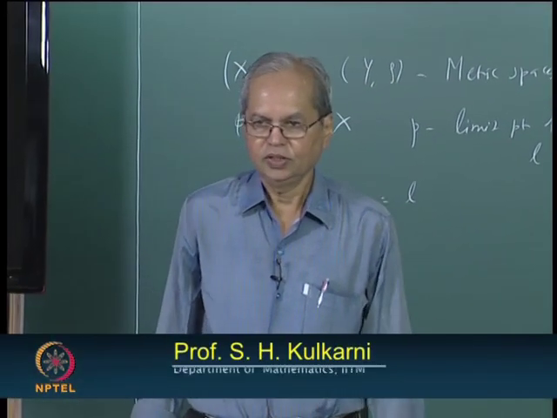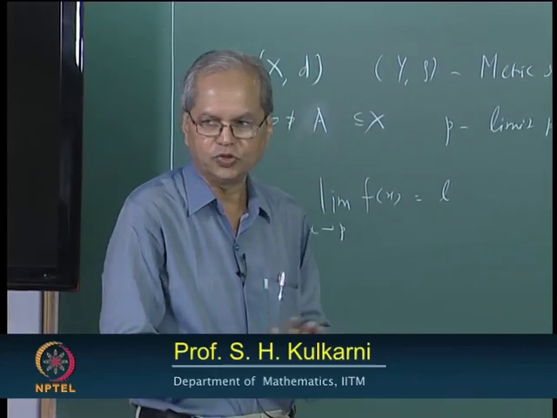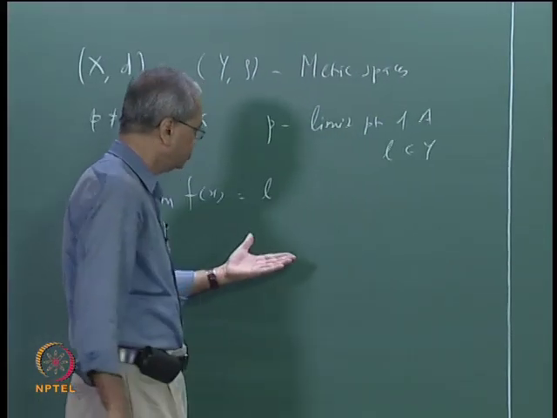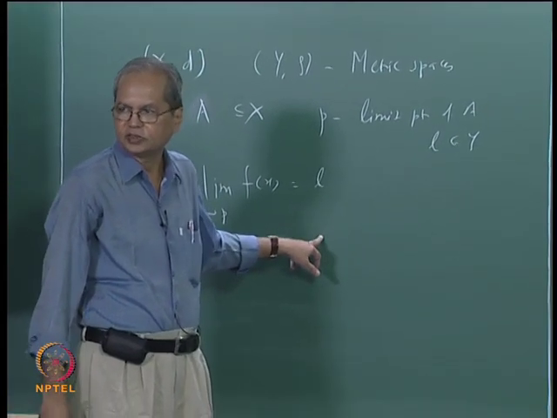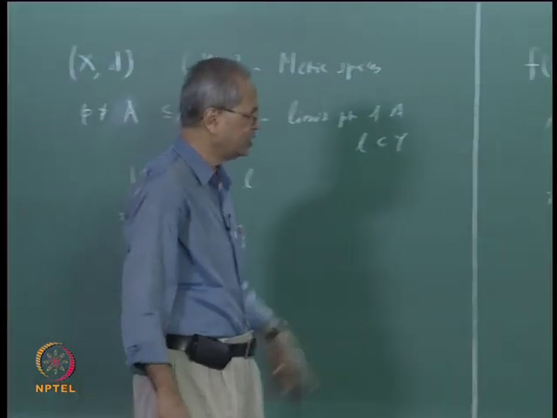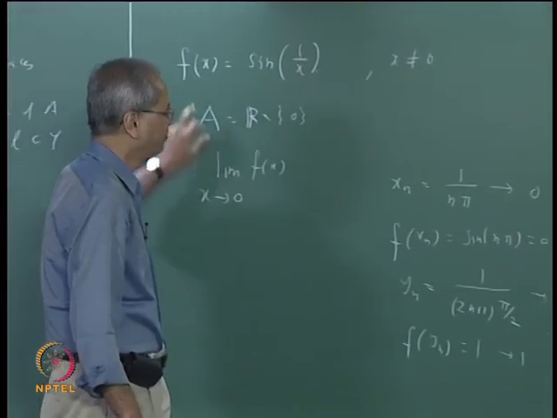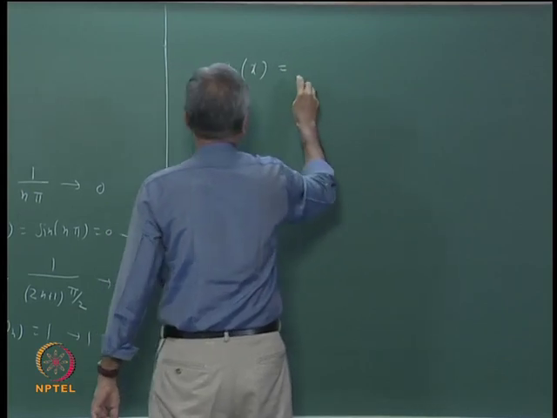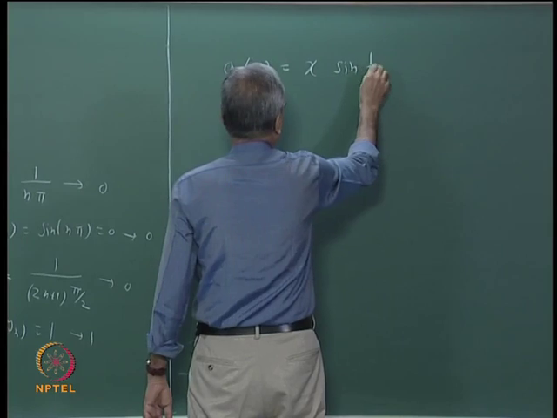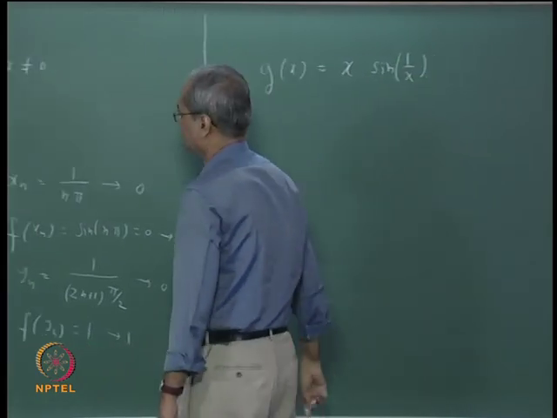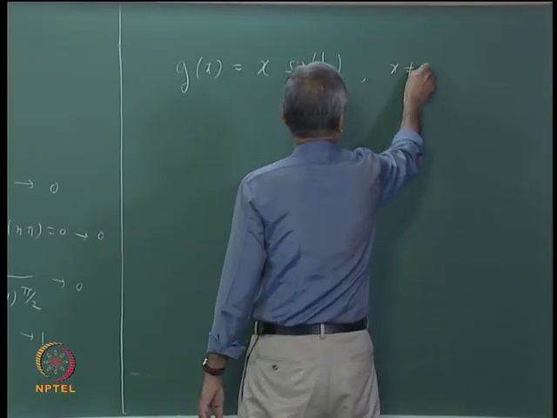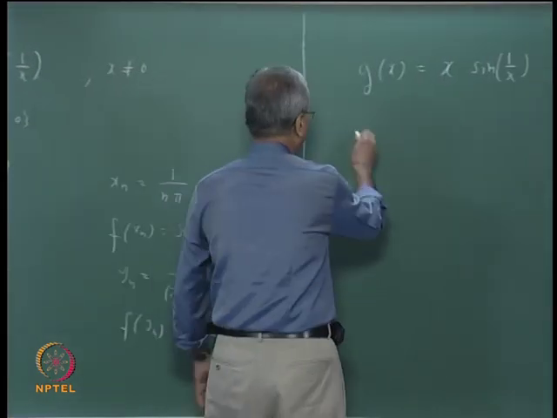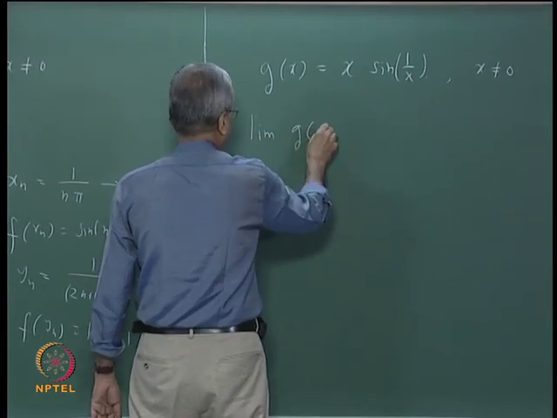When the limit exists, of course, first of all you have to have some idea of what that limit should be. Then one way is to use the epsilon delta definition and try to show that the requirement is satisfied. Let us see one example of that type also. Let me make a small modification here. Suppose I take g(x) as, this is also one of the famous functions, x sin(1/x), of course for x not equal to 0. We will take the same set A, and now let us ask the same question: the limit of g(x) as x tends to 0.